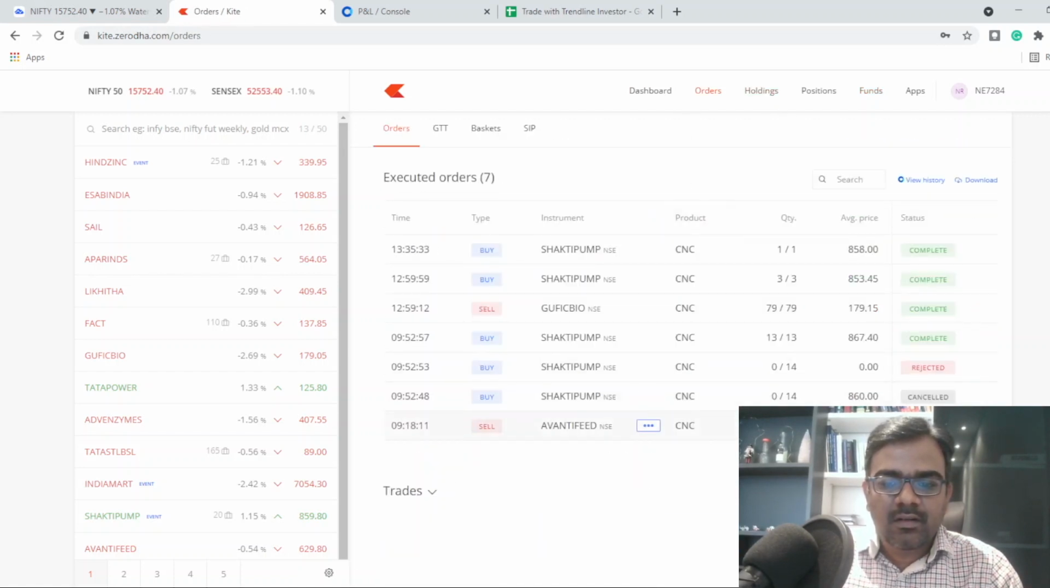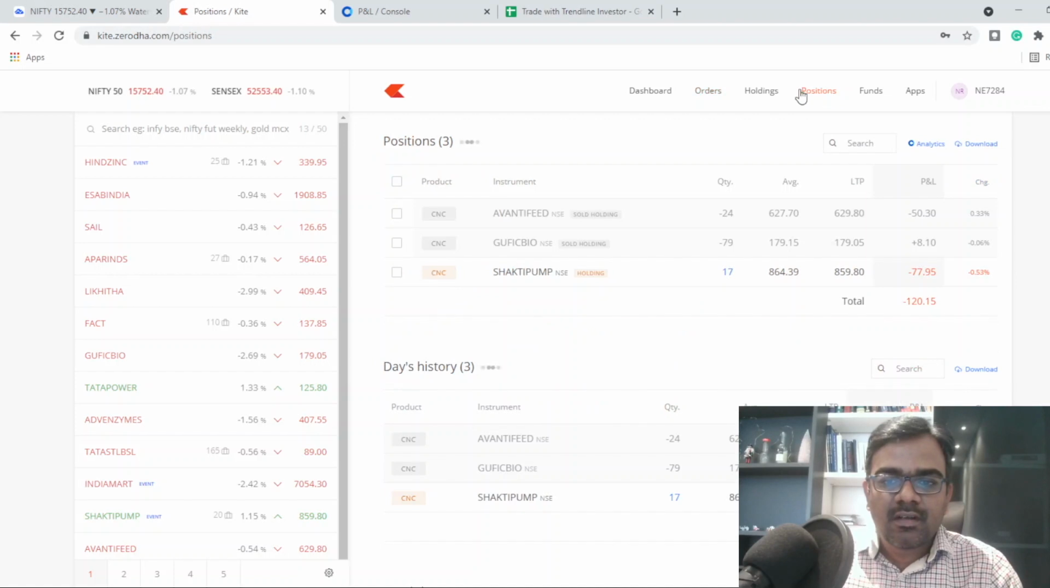As I mentioned, Avanti, I exited the market today as per the plan. And then Shakti Pump, somehow the GTD did not work. I think the price was wrong, but I did check on our video yesterday, the price was right. So I have no idea why it did not work. But then I manually added Shakti Pumps at 867.4. And then once Gufic Bio's stop loss was triggered, I added the remaining position also on Shakti Pumps.